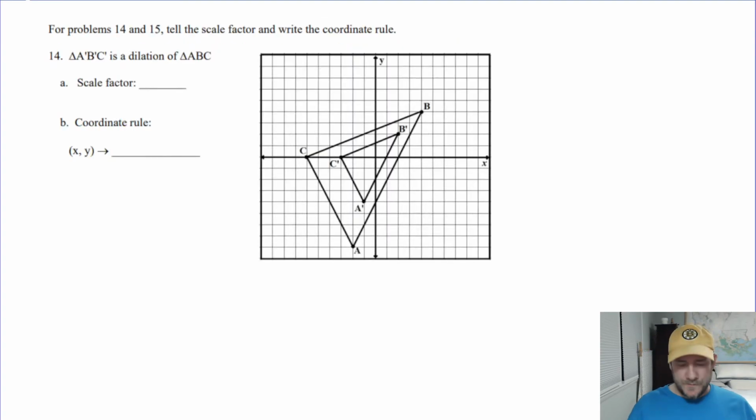Two more. We're going to do a couple of dilations in the coordinate plane. It says A prime, B prime, C prime is a dilation of ABC. That means we're going from big to small, so this is a contraction. You might make a note of that.